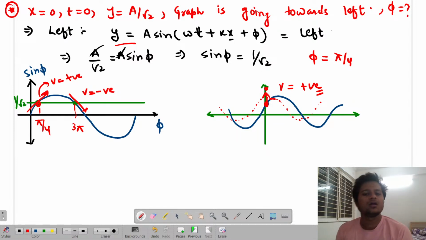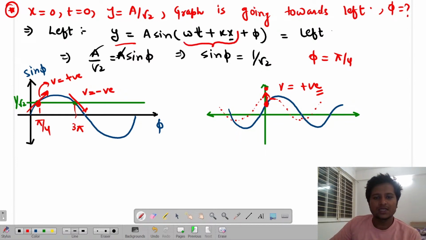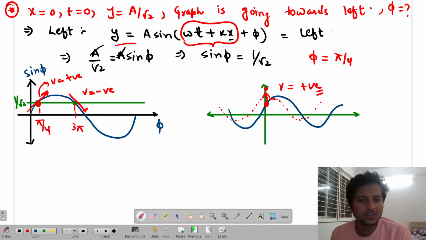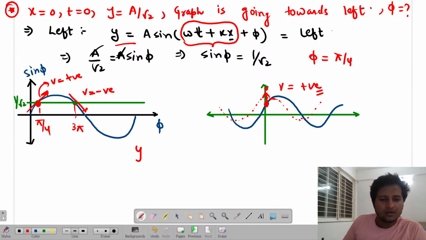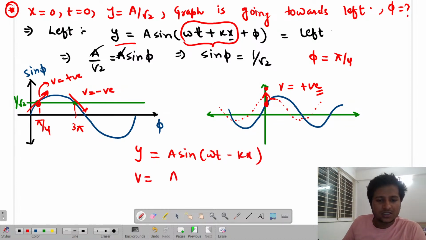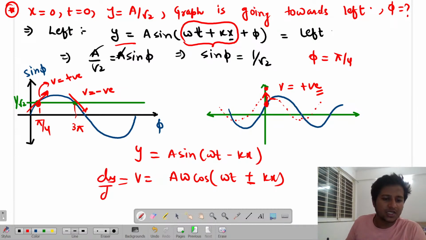Arey baba, the minus k, that is totally lost over here, na? Is it related with that? No. Why? You tell me one thing. If I take y is equal to A sine omega t minus kx or omega t plus kx, the velocity equation is still the same: A omega cos omega t. If this is plus, it will be plus kx. If this is minus, minus kx. Why? Because we are taking velocity as the differentiation of y with respect to time, not with x.